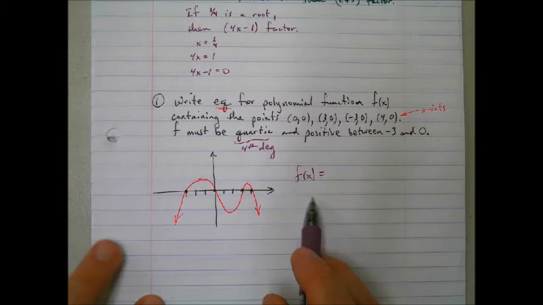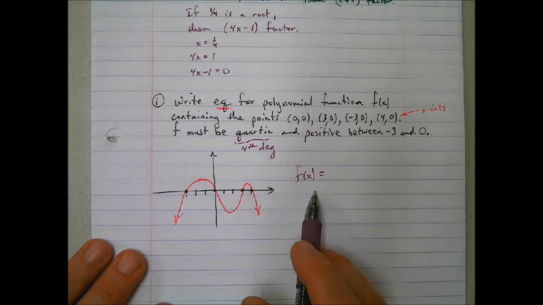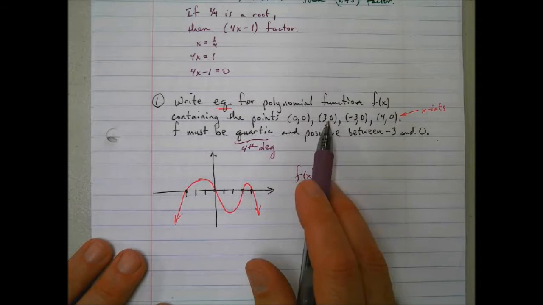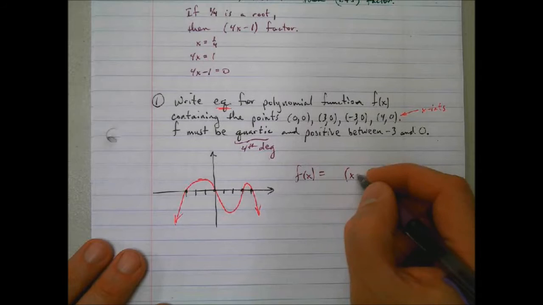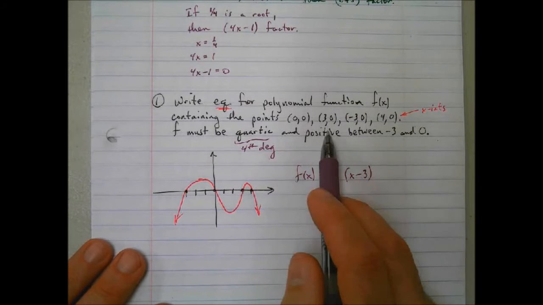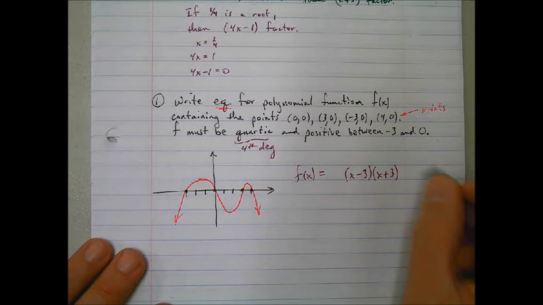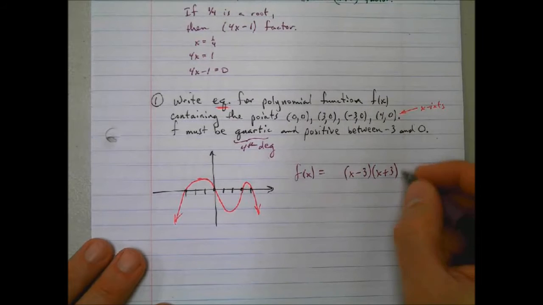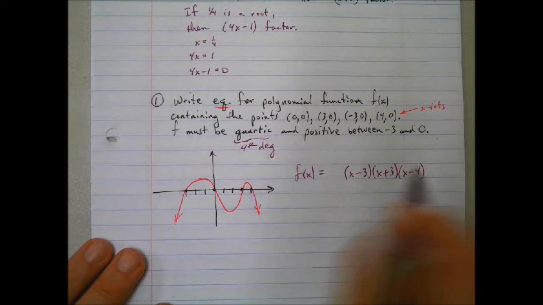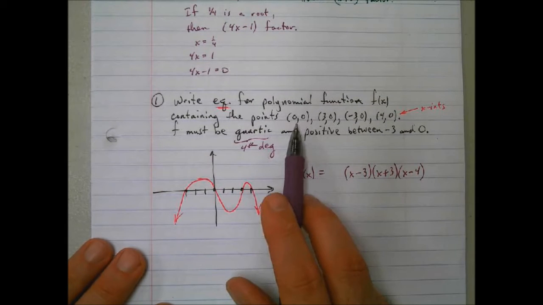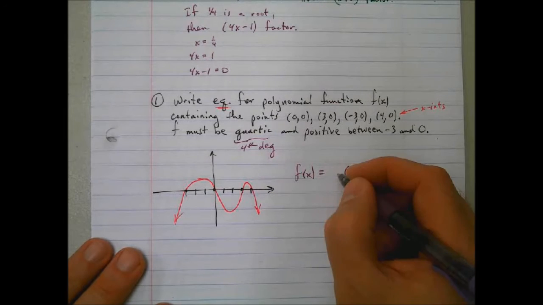So here we go. F of x equals, start with that. Okay, so 3, 0. Of course, that would be x minus 3. -3, 0. That would be x minus a -3, so x plus 3. 4, 0. That would be x minus 4. Okay, and 0, 0, that would be x minus 0, but what is x minus 0? It's x.